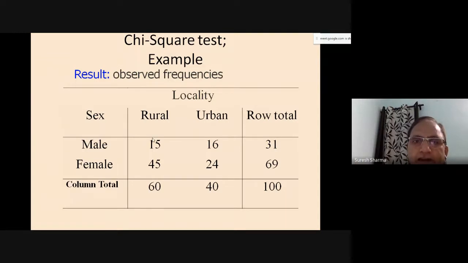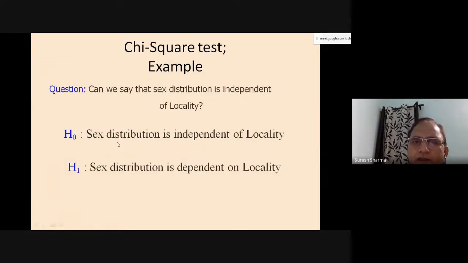But suppose I reject this hypothesis, then alternative will be accepted. Alternative says it is dependent. That means there is quite a possibility that females are more in rural or urban as compared to male. This may happen. But if H0 is accepted, then there is almost an equal distribution. This is what we are testing. That is called independence or association of attributes. Hopefully the question is clear to you.